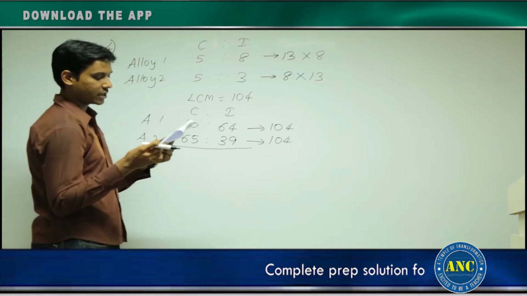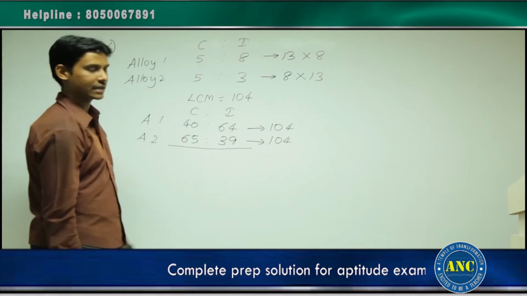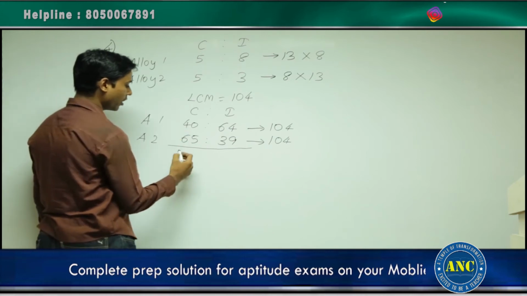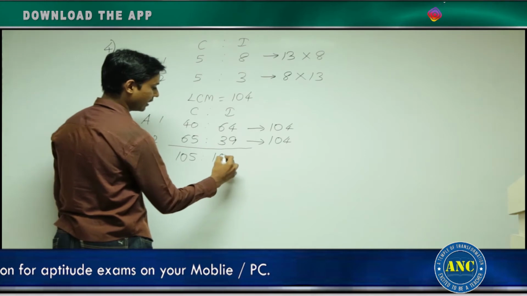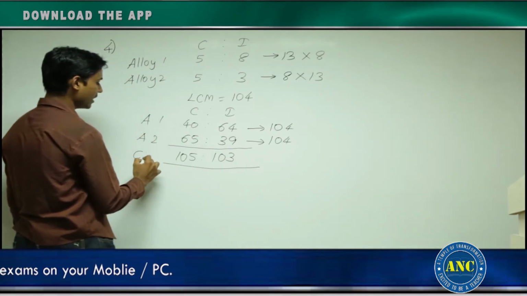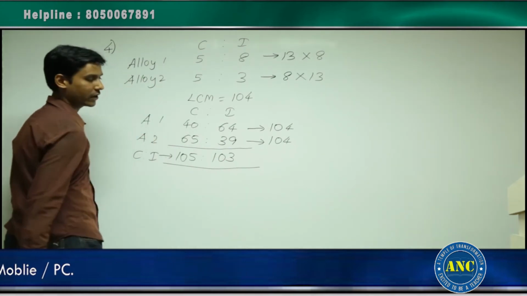What is the question? What is the ratio of iron and copper in the resultant alloy? Copper is nothing but 40 plus 65, 105. Iron is 64 plus 39, 103. Copper is to iron in the resultant ratio is 105 to 103.